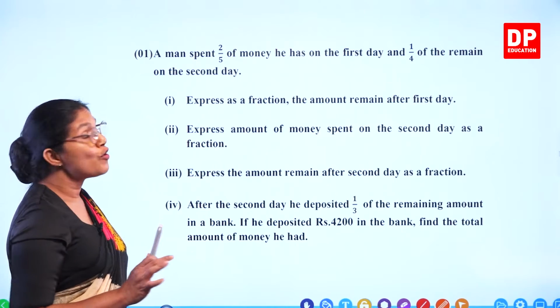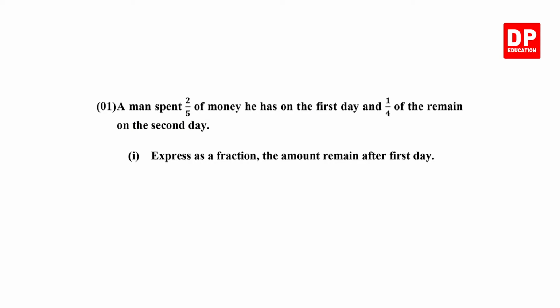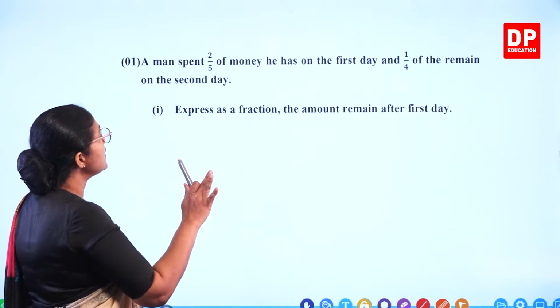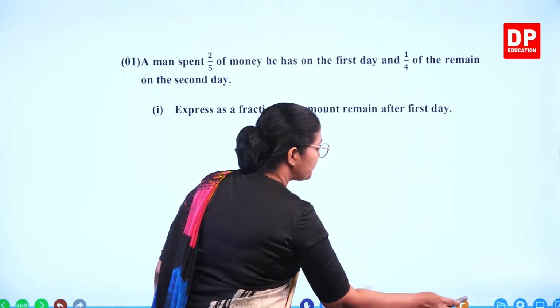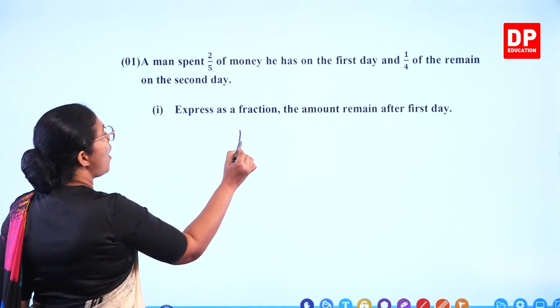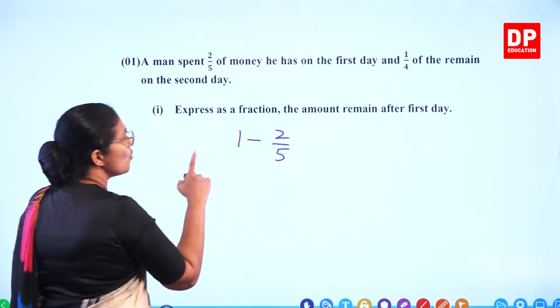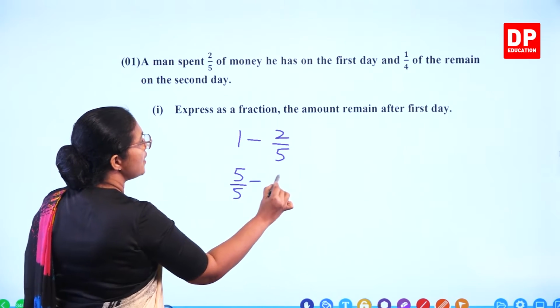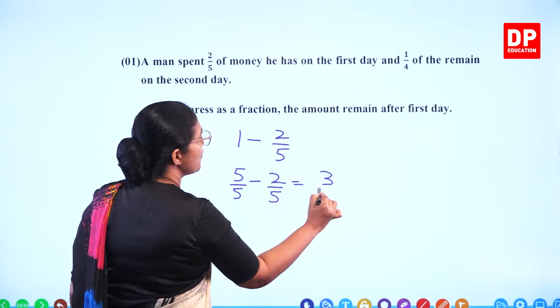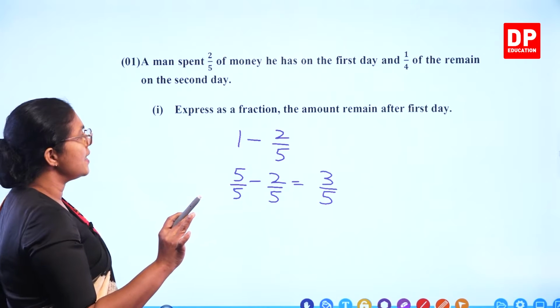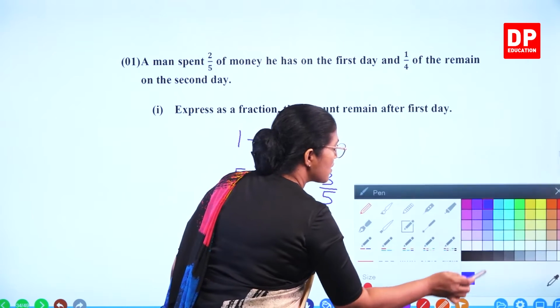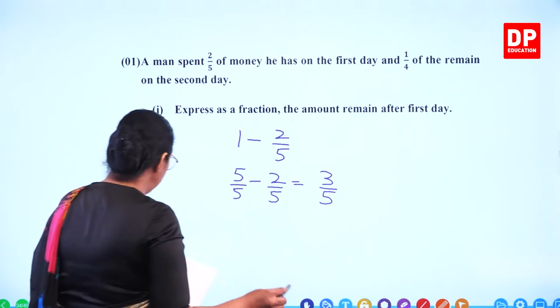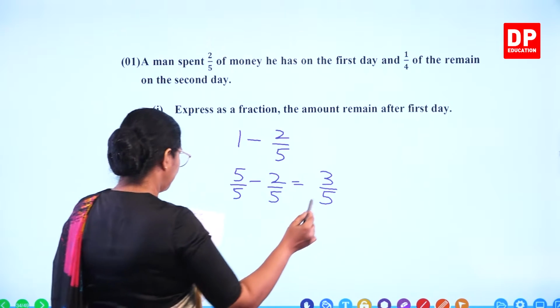Question number 1. It's a fraction question. A man spent 2/5 of the money he has on the first day and 1/4 of the remaining amount on the second day. Expressed as a fraction, the amount remaining after the first day. So the first day he spent 2/5. So what is the remaining value? 1 minus 2/5. So 1 you can write as 5/5 minus 2/5. That becomes 3/5. So the remaining part after the first day is 3/5. So how many marks for that part? 1 mark.